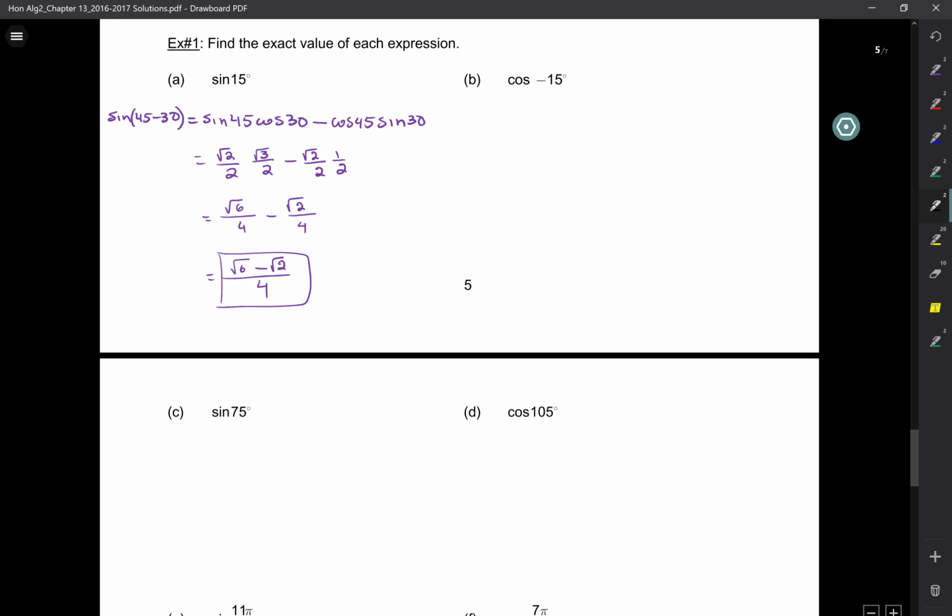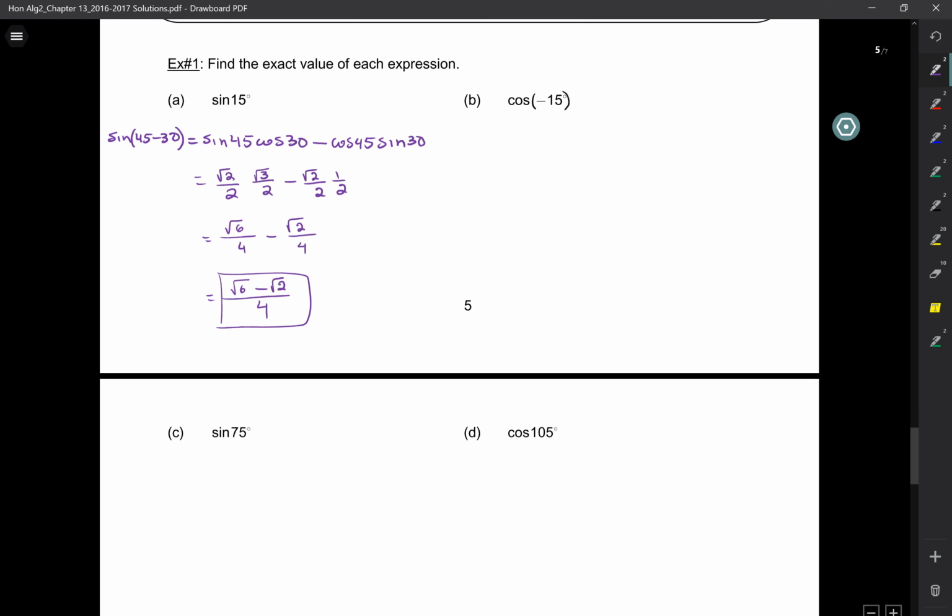Here, I'm missing the parenthesis. Why can't we simplify that? It just doesn't. You would get the same answer. It's magic. Okay? So now, cosine of negative 15.